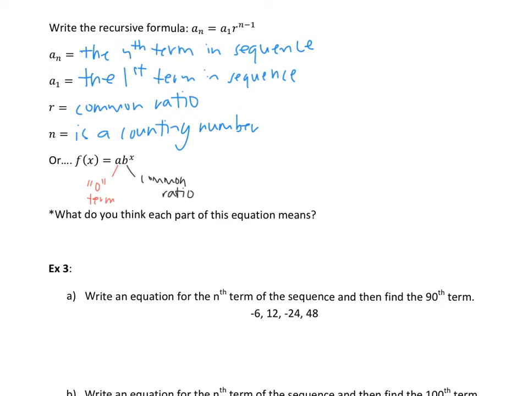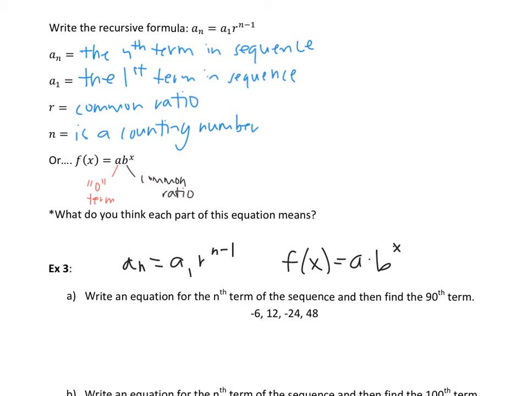Okay, so remember we could use either formula, a sub n equals a sub 1 times r to the n minus 1 power, or we could use f of x equals a times b to the x. So we can practice using both, and then really it can be up to you which formula you want to use. So let's look at example 3a. Write an equation for the nth term of the sequence and then find the 90th term.